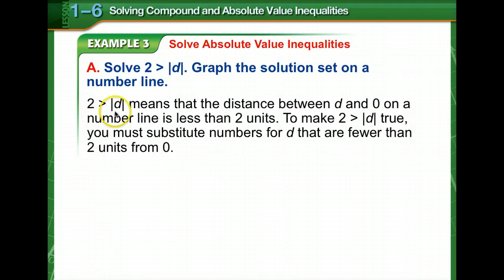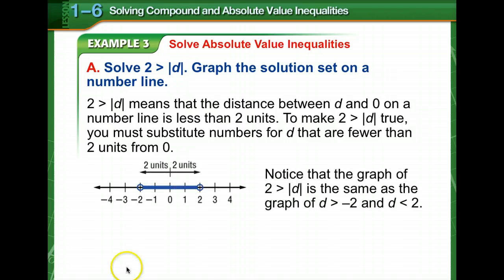So 2 being greater than the absolute value of d means that the distance between d and 0 on a number line is less than 2 units. So to make 2 greater than the absolute value of d true, you must substitute numbers for d that are fewer than 2 units from 0. In other words, 2 units from 0 could be -2 or +2. So anywhere in between is the absolute value of d.